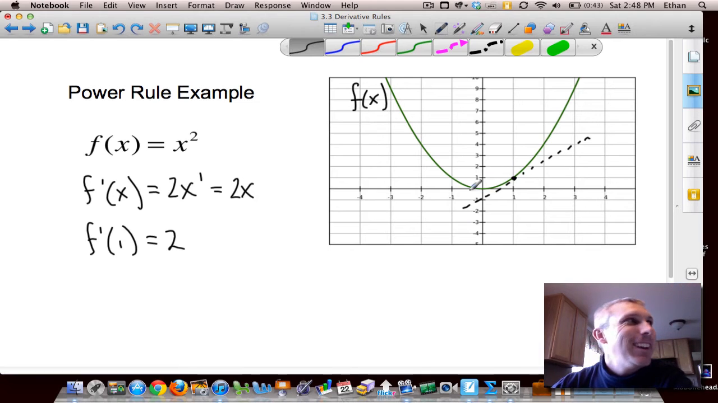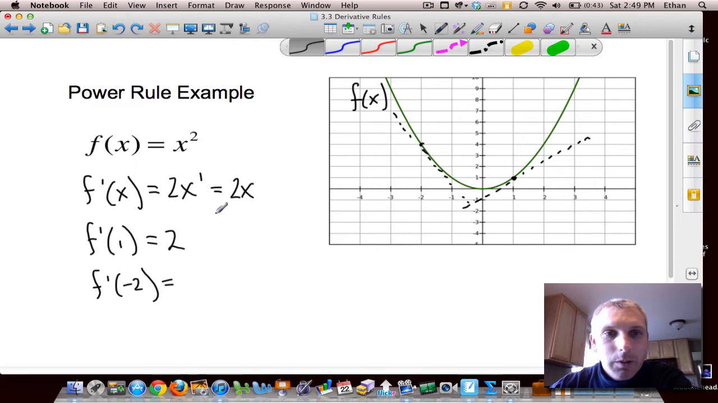Now let's say I look over here at negative 2. If I think tangent line and I think slope, f prime of negative 2 is equal to, plug in negative 2 here, negative 4. And remember, we're talking slope here. So that's telling me the slope at that point is negative 4. You can plug that in for any point. It'll give you the exact slope at any point. So that's the power rule. We use that one lots.